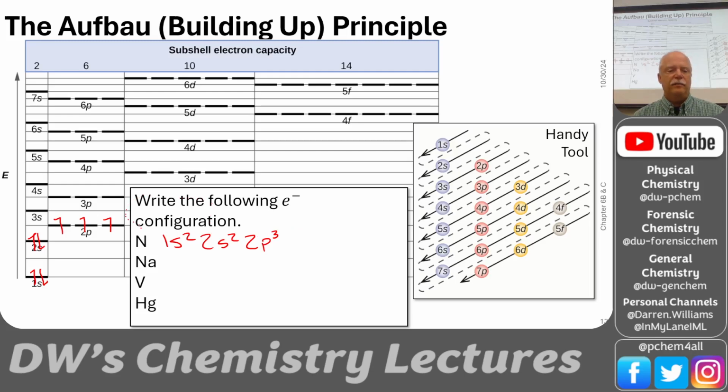Okay, now let's do sodium. We can leave everything that we have on that chart. We just go past nitrogen and get to sodium. Sodium has 11 electrons. We've got 7 in here, so we'll start counting from here. 7. This is 8. This is 9. This is 10. And then sodium has that 1 in the 3s, 11. So this would be 1s2, 2s2, 2p6. We filled that one up, and then we have the 3s1.